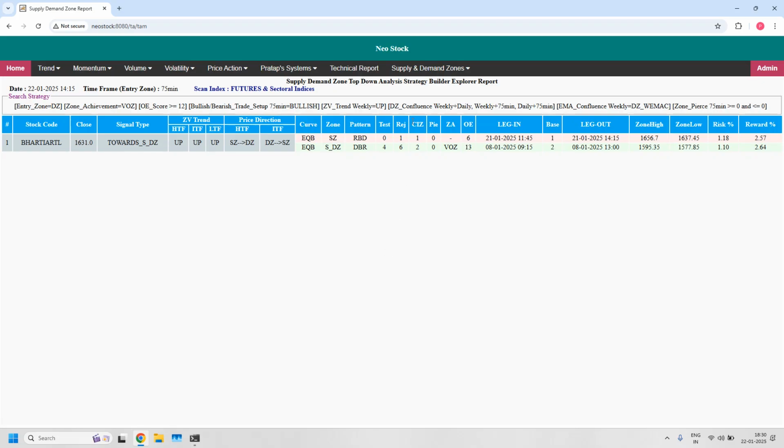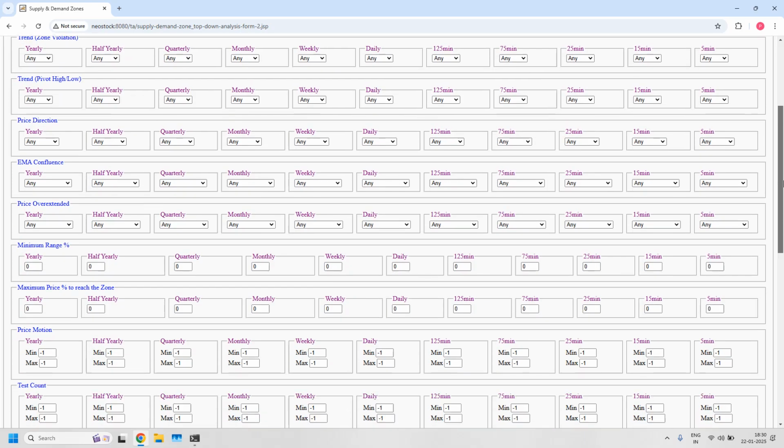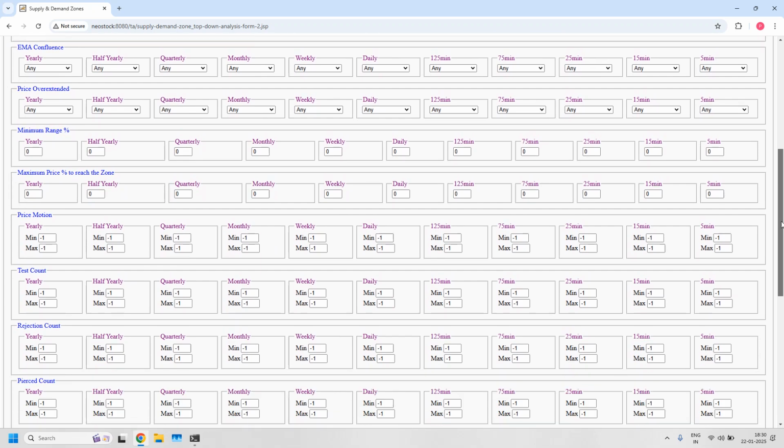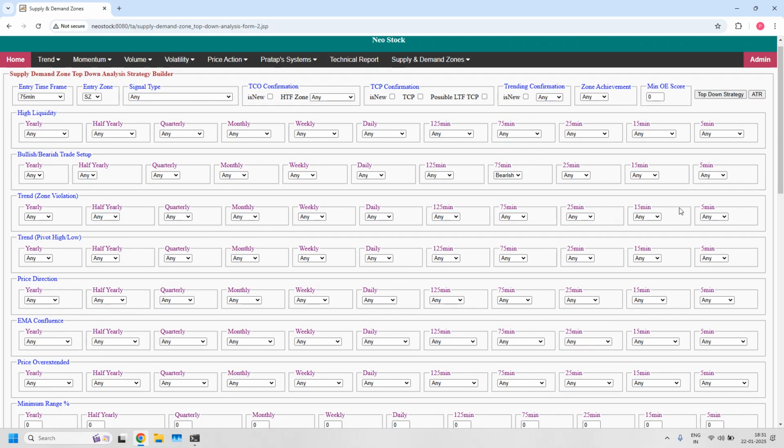Next, bearish trade setup for weekly income trade. Entry time frame 75 minutes. Entry zone, supply zone. In bullish or bearish trade setup at 75 minutes time frame, I am selecting bearish. And the 75 minute supply zone should not be pierced. So that's why in the pierced count parameter, at 75 minutes time frame, I am setting minimum value 0, maximum value 0. That means zone is not pierced.